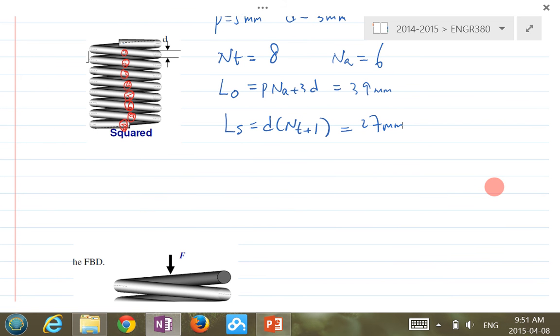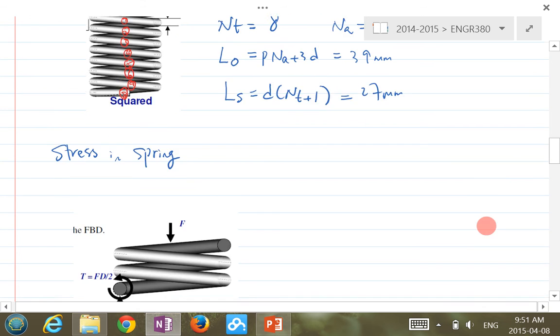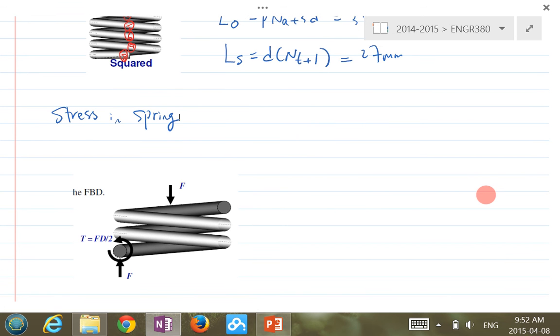Okay, so now we understand it. Now let's look at the stress in spring, right? Let's look at stress in spring, and then we'll look at the strengths for the spring, and basically we'll go from the analysis or design from there.